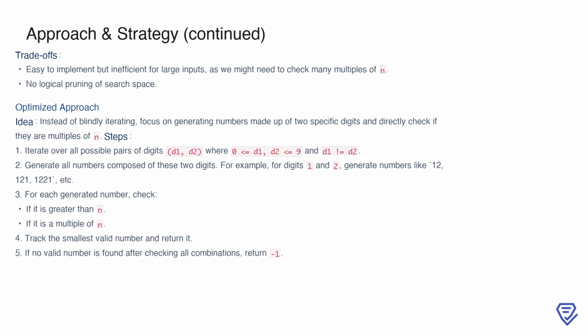By systematically generating candidates this way, we skip over invalid numbers and reduce unnecessary computations. Ultimately, we keep track of the smallest valid number and return it. If no valid number is found after exploring all combinations, we return -1. This approach is more targeted and efficient, as it avoids the exhaustive search of the brute force method.